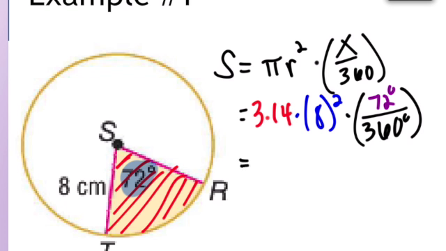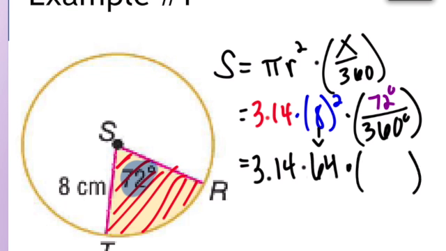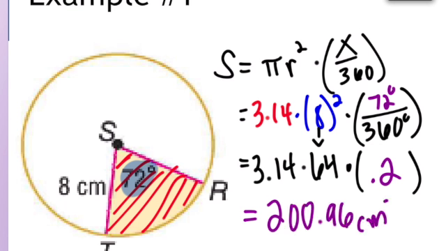So I need to evaluate the 8 squared first because my calculator can't do that all at once. So 3.14 times 8 squared is 64, and I've got to calculate 72 over 360 as well. So I'm going to use my calculator for that. 72 divided by 360, and we got 0.2. Let's multiply everything together. So 0.2 times 64 times 3.14 is equal to 200.96 centimeters squared, since it's area. That's the area of that sector.